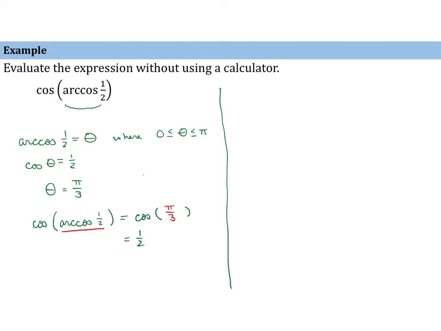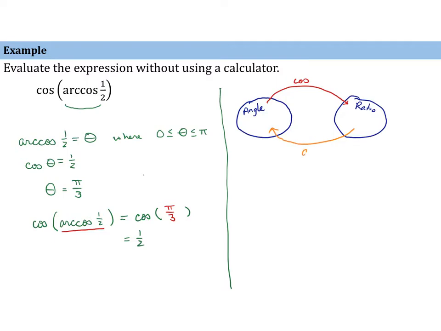So let's take a look at it by way of a diagram. So I have my two circles, my inputs and my outputs. And in the first circle I put my angles, and in the second circle I have my ratios. And I get from my angles to my ratios by way of a trig function. So what's the trig function here? Cosine or arc cosine? Cosine is the trig function. And then I get from my ratios to my angles by way of the inverse trigonometric function mentioned, which is arc cosine.